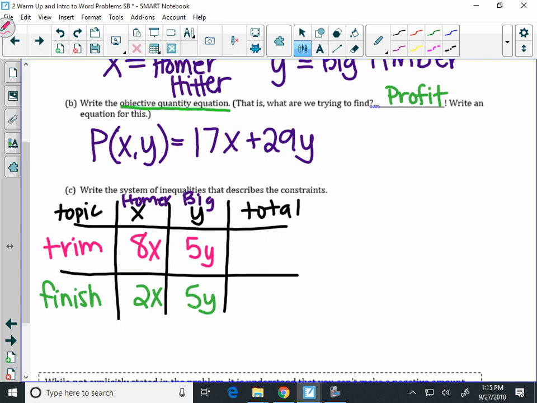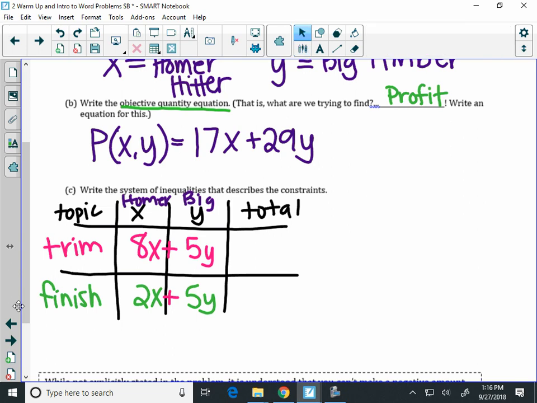Now again, this is an equation that we're coming up with. So I'm going to put a plus sign in the middle. I need an equation. It takes 8 hours for the Homer plus 5 hours for the big timber. So we put plus signs in there, but then I have to deal with the total and the other symbols.